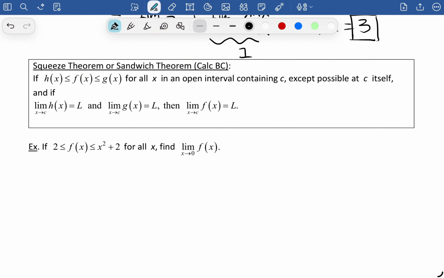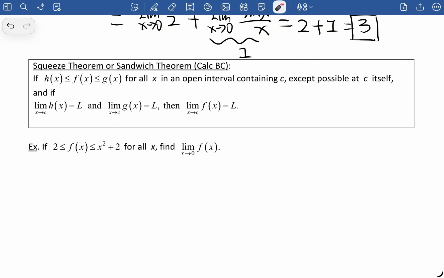This is a calculus BC, so AP Calculus BC exclusive theorem. We call it the squeeze theorem or sandwich theorem. What it means is that, let's say a function is between two functions, right? And when these functions approach a certain value, and we evaluate the limit of each, if these two values are equal, both equal to L, then the limit of the middle function, what we call the squeezed function, is also going to be L.